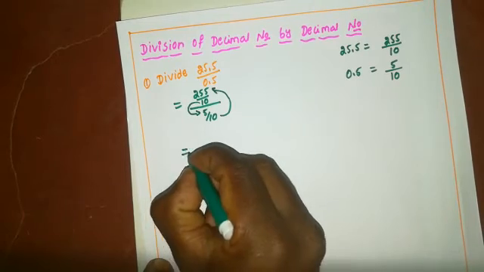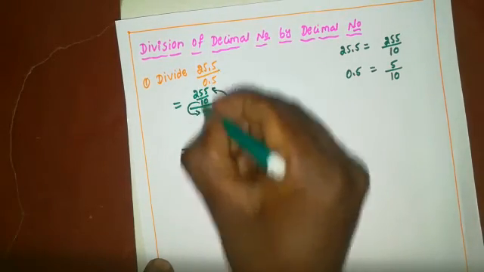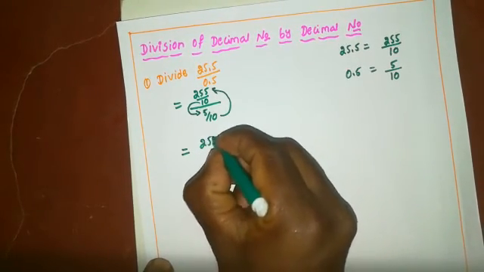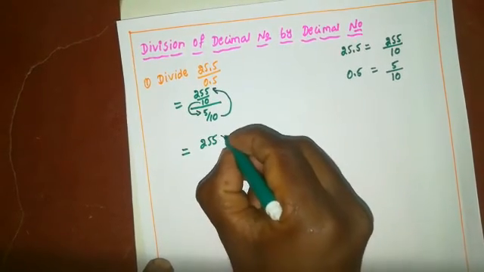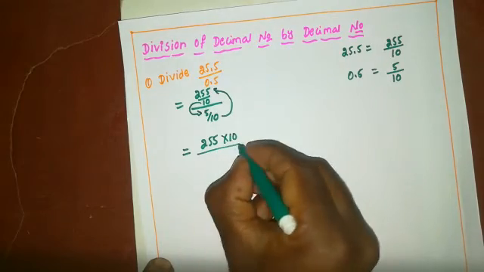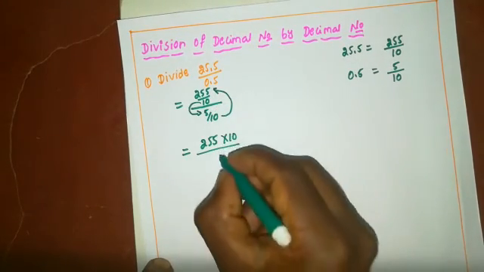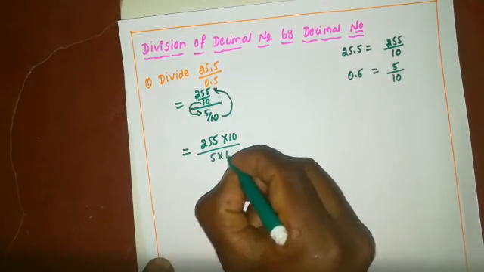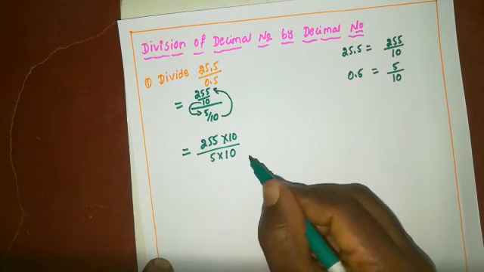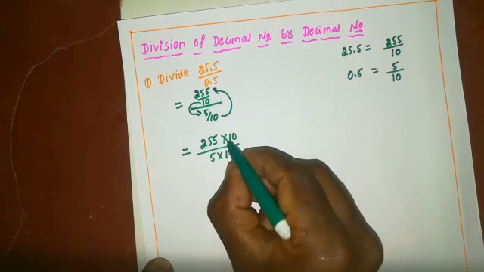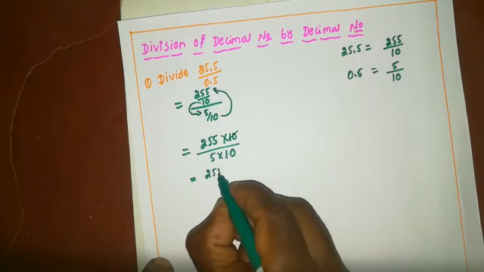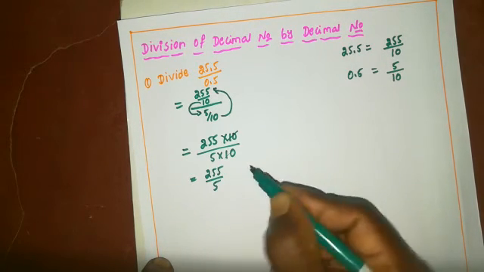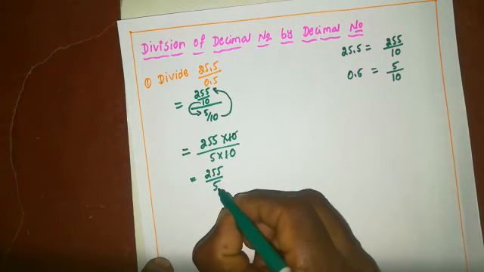Now we have 255. This 10 goes to the numerator, that is, into 10, divided by 5, and this 10 comes to the denominator, which means 5 into 10. Now this 10 gets cancelled. Now here we have 255 divided by 5. Now we have to divide 255 by 5.